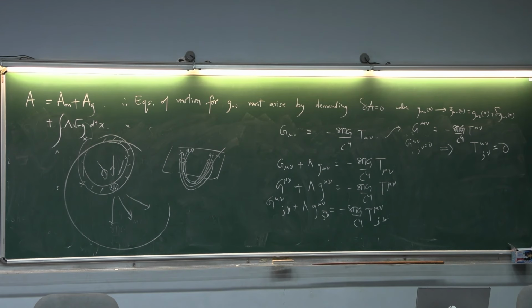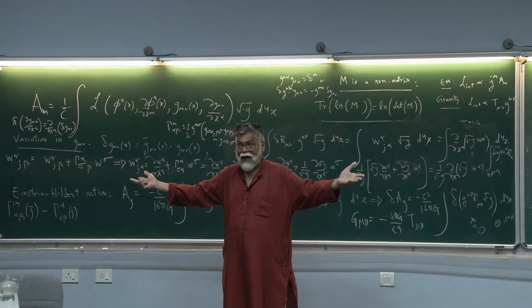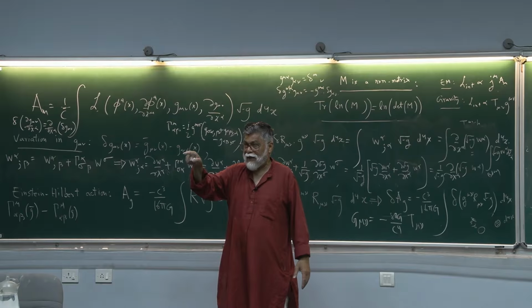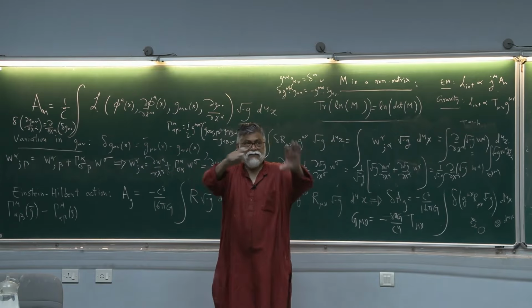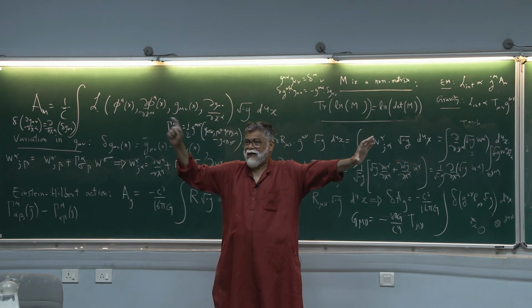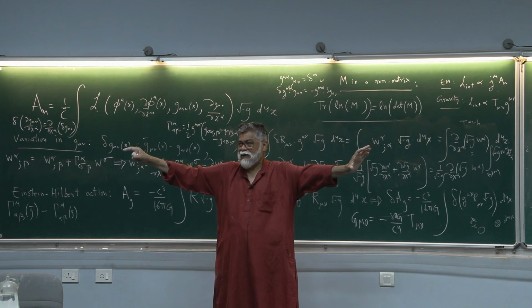Adding lambda root minus g d4x extra term, where are you adding? Are you adding to the matter? Are you adding to the geometry? That is still an ambiguous thing. So what you said, that adding a constant to the Lagrangian density of the matter, but if something has been added to the overall action, where have you added? Have you added the constant to matter, or have you added the constant to the geometry?